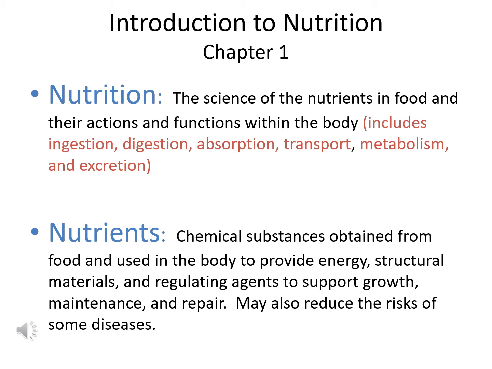There are also certain nutrients that you'll see have been identified that may actually help reduce the risk of some diseases. Some of the chronic diseases which are prevalent, especially in our country, certain nutrients may actually help to prevent the onset of them.